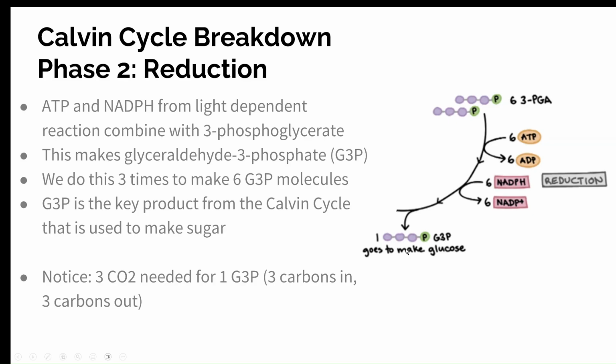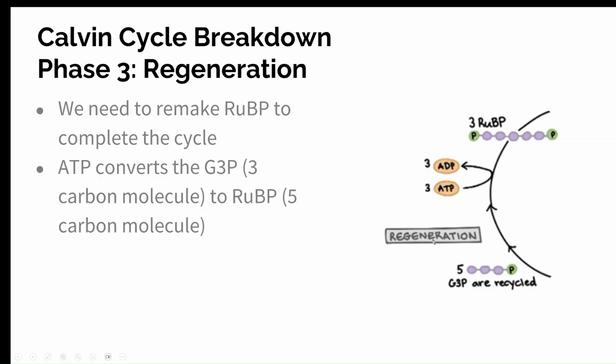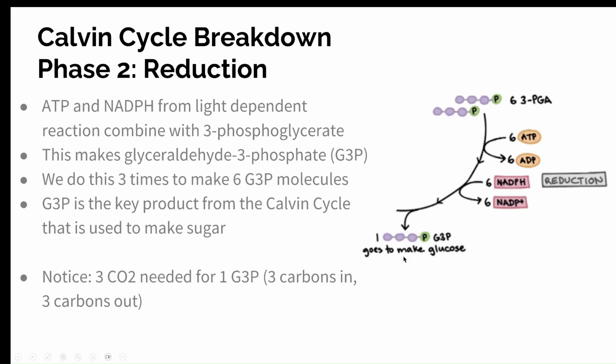Okay, how many G3P molecules do you think we need in order to make a glucose? Well, if glucose is, again, 6 carbons, and this is only a 3-carbon molecule here, we're going to need to do this whole process 2 times, 2 whole circles, in order to get 1 glucose molecule.